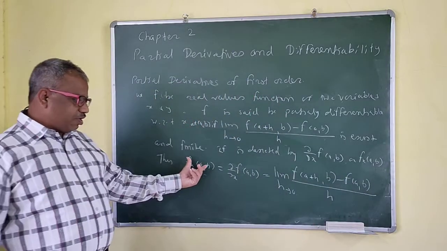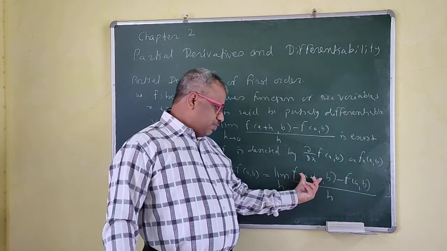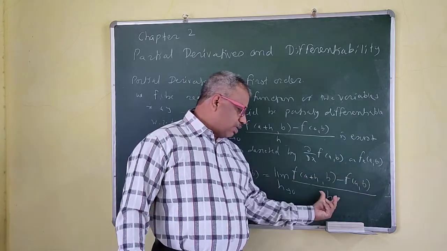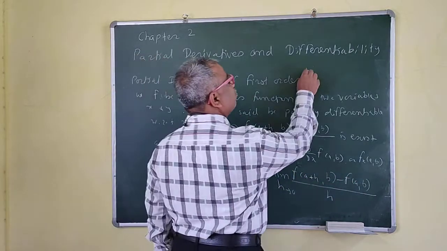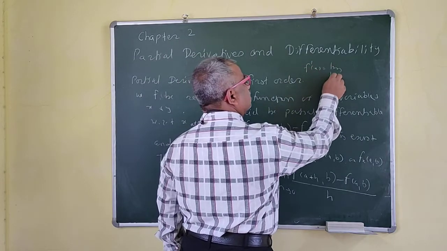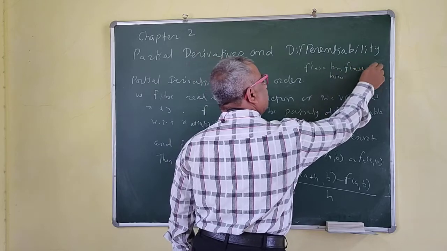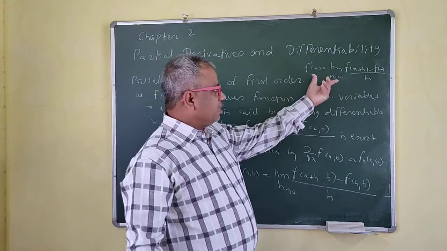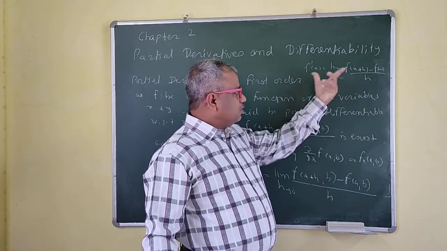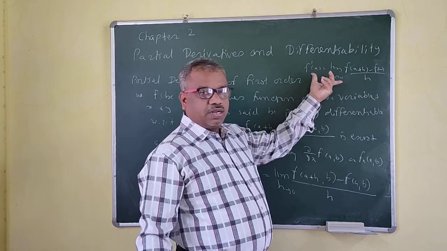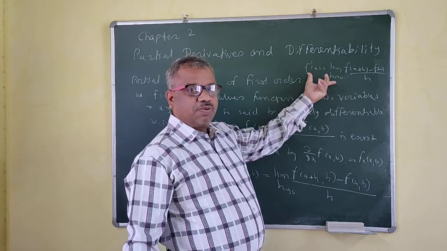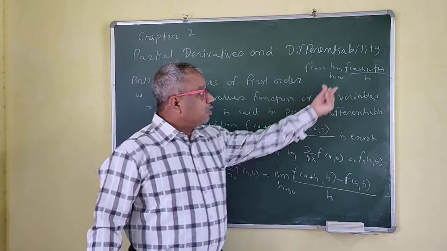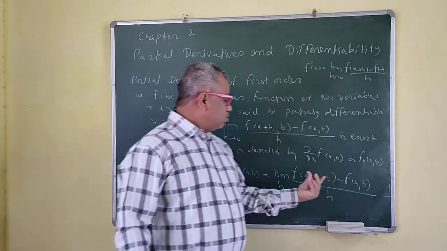So this is the partial derivative with respect to x. What you did here is increase your x coordinate by h, keep the other coordinate as it is, and divide by h. Just as you know the derivative f prime of x is the limit as h tends to 0 of [f(x + h) minus f(x)] upon h. This is the first principle, and with its help you find a derivative of a one variable function. The same thing here: you are differentiating with respect to x, so you increase your x coordinate.